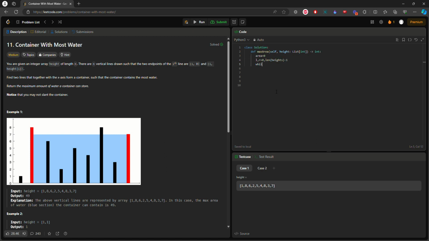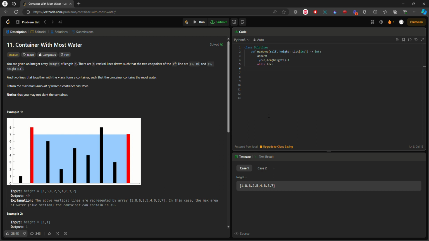And we will do while left is less than or equal to right, or we can go till while left is less than right. So there is no need to go till equals to also, because if there is only one point, what water can you hold? No water will be held over there. And while left is less than right, what will you do? Okay, I think there is some small indentation issue.